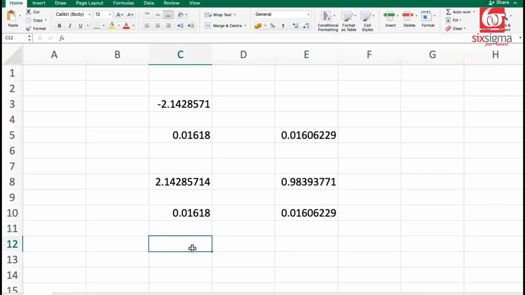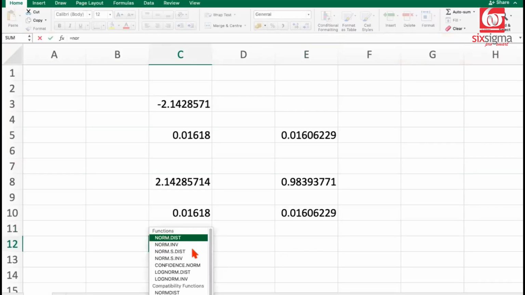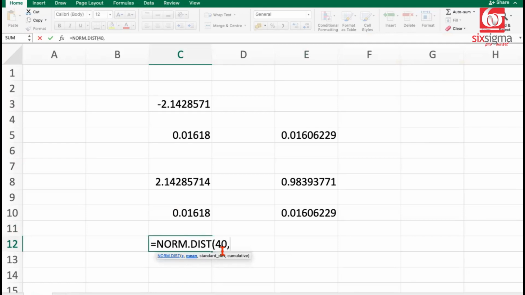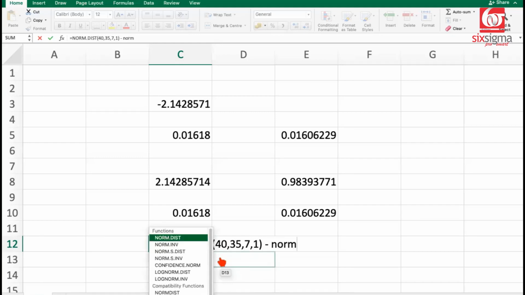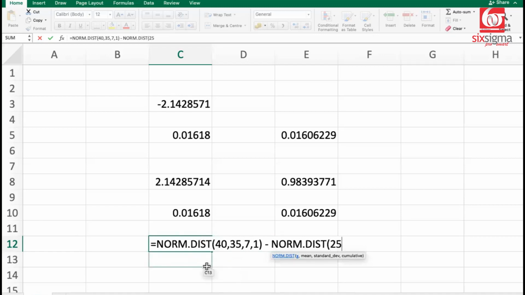All right, so we're back here. So can we use the norm.dist? The upper limit is 40. The mean is 35. The standard deviation is 7, and it's a cumulative area. And from this, I have to subtract again another norm.dist, which will be nothing but 25, because that's the value we are checking for, 35 for the mean, 7 for the standard deviation, and 1 for the cumulative region, right?